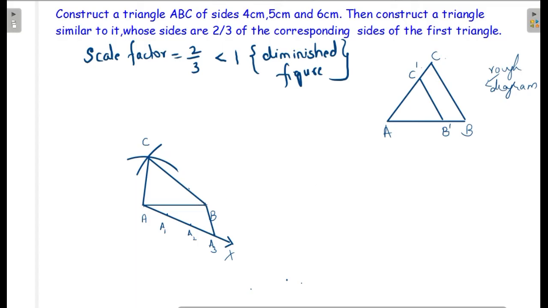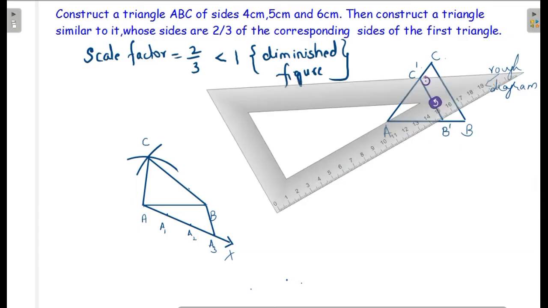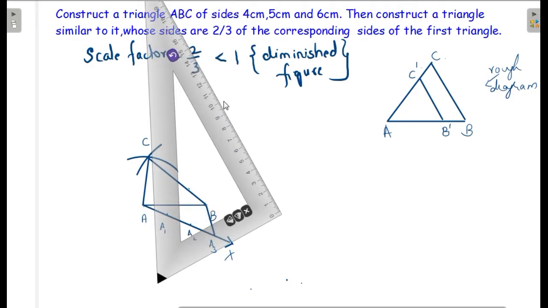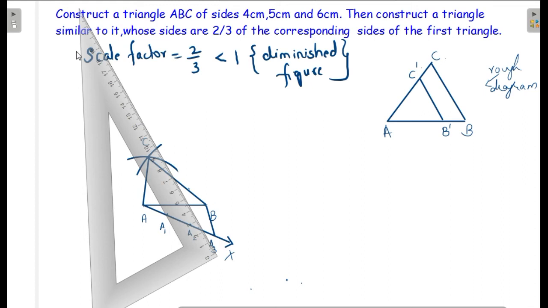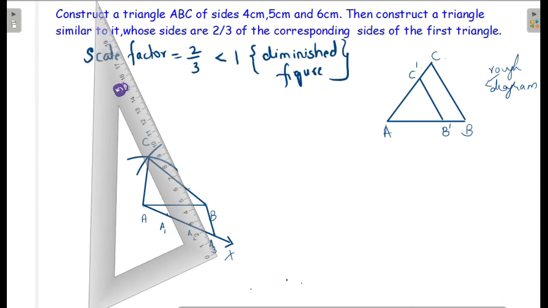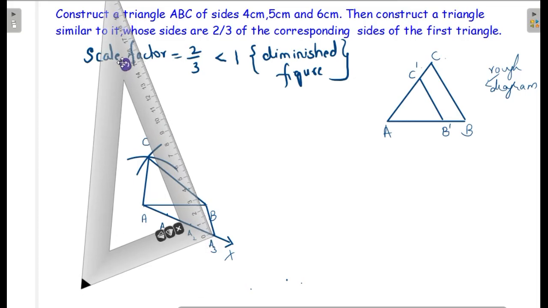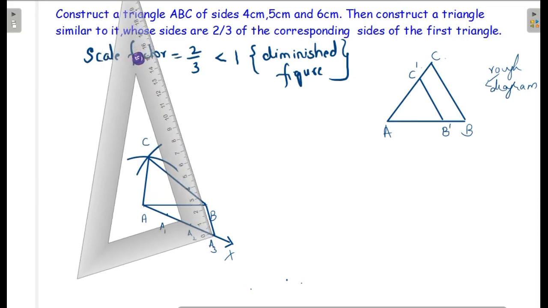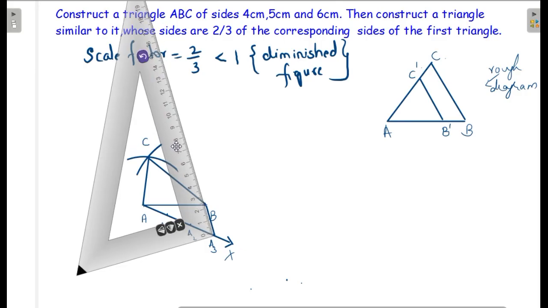So, how do we do that? For that we need a set square. We have to take the set square, arrange it parallel to A3B. This tool is called a set square. We have to arrange it parallel to A3B. Now, look at this very carefully. What did we do here? We took the set square and arranged it parallel to A3B.